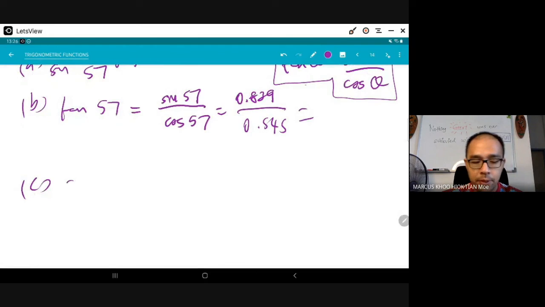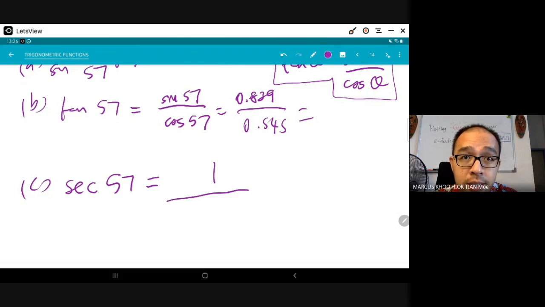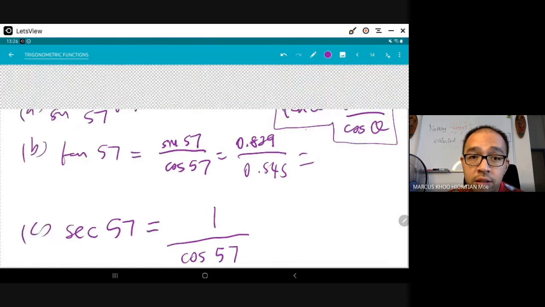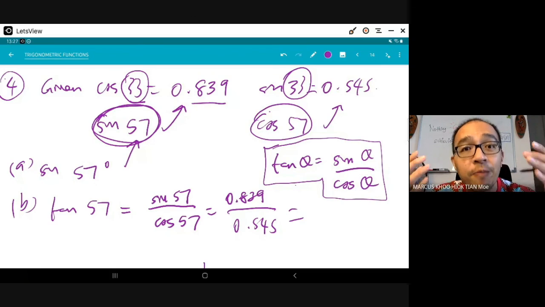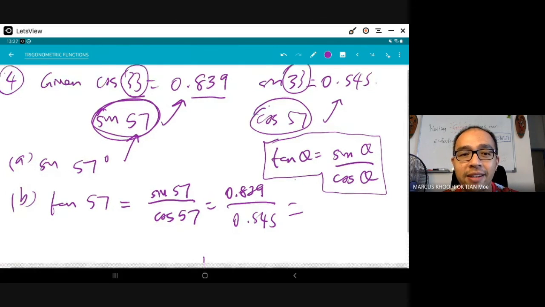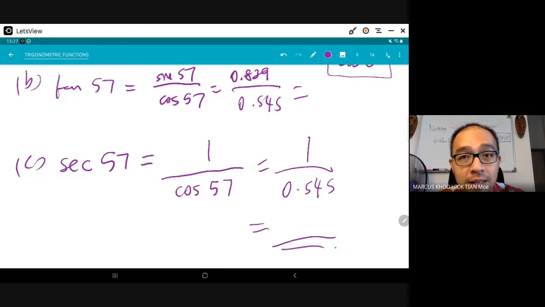Lastly, secant. Secant 57 equals 1 over cosine 57. Do we know the value of cos 57? Of course, we know the value of cos 57 because they gave us the value of sine 33. Notice they never give you 57, but suddenly all the questions ask for 57, because of the idea of the complementary angle. I keep saying complementary angle until I feel like vomiting already. So it's 1 over 0.545. You give your final answer.